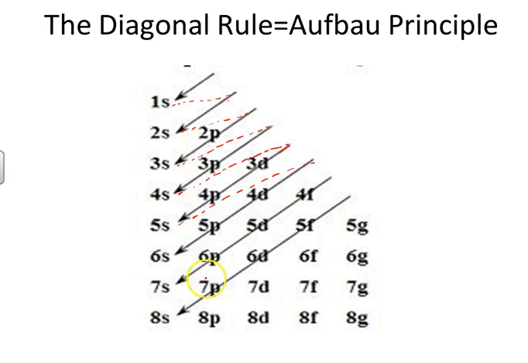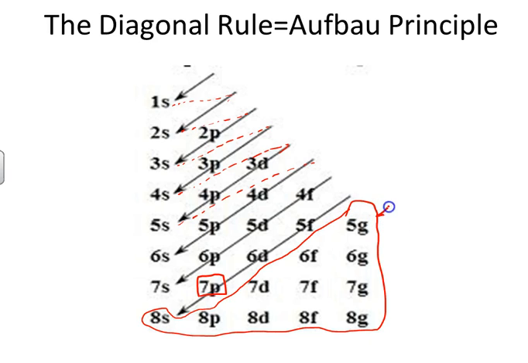You'll also notice that this particular chart goes all the way to 8s. At this point in history, if 7p is full, that would represent 118 electrons. So we actually should not have any atoms in ground state that go to 8s or anything out here. So at this point, all of this is currently unused.